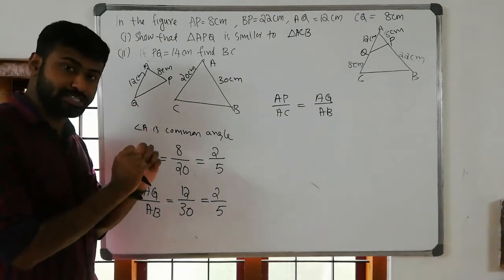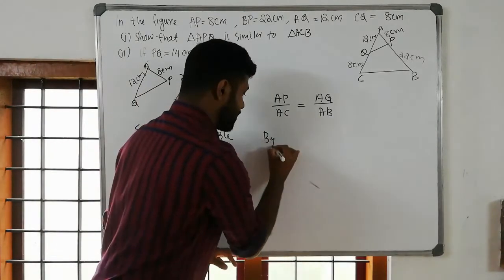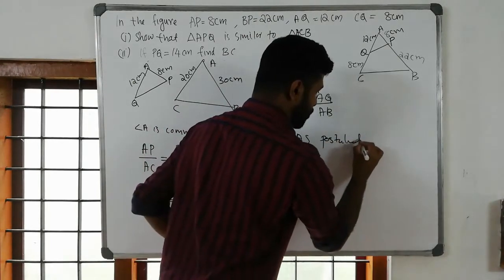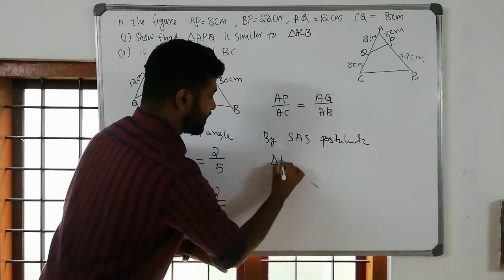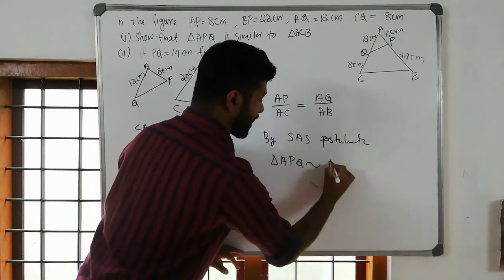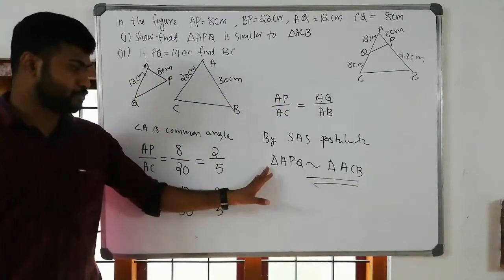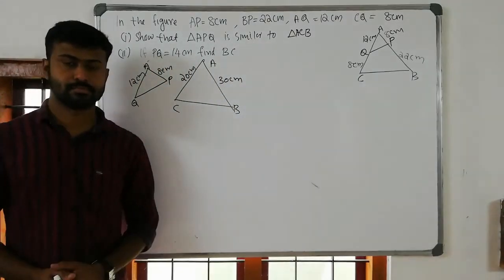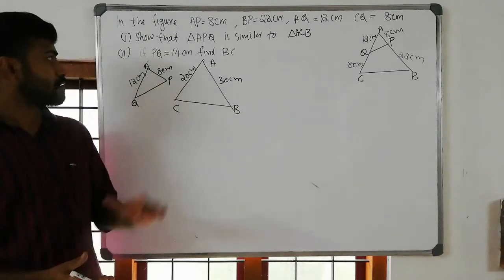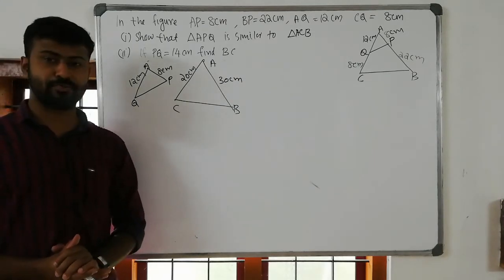The sides including the equal angles are in proportion. So by SAS postulate, we can write triangle APQ is similar to triangle ACB. So this is our proof of the first question. Next we are going to find the solution of sub question 2. Here the length of PQ is given, we have to find the length of BC.